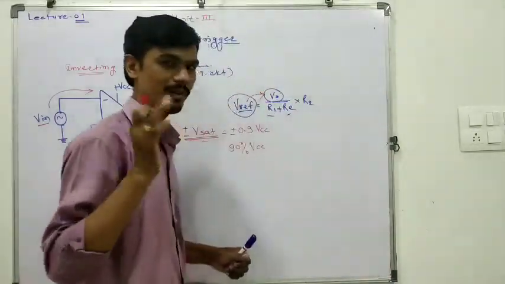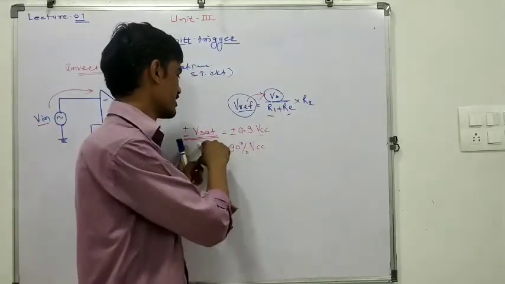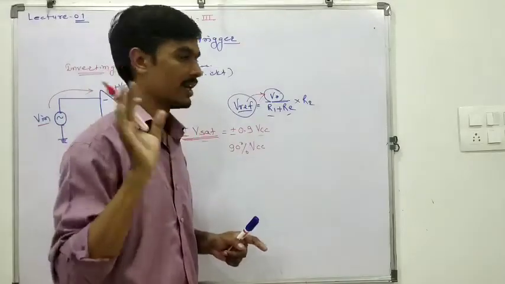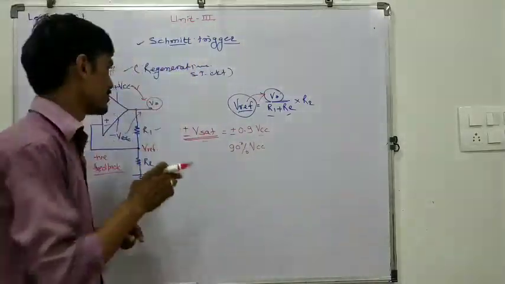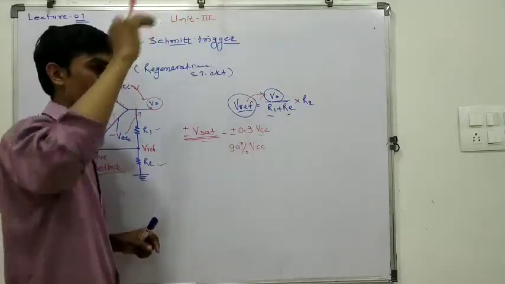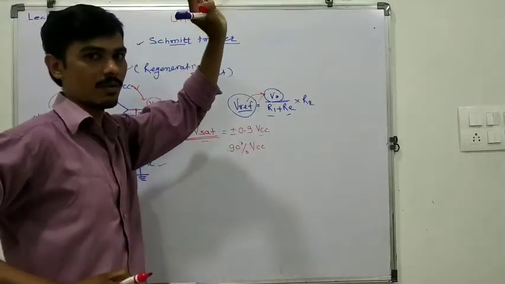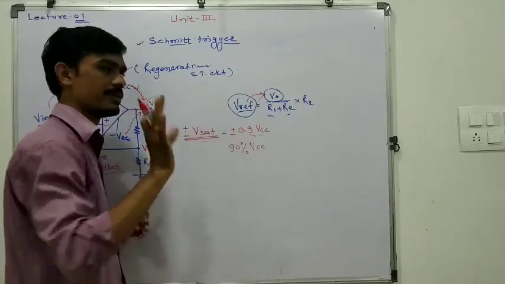So for example, if we are providing 10 volt, then definitely this plus minus VSAT is nothing but 0.9 of 10. That is nothing but 9 volt is the VSAT. So it means V saturation or VO will change from plus VSAT to minus VSAT. It changes from plus 9 volt to minus 9 volt. That is 90% of the VCC.